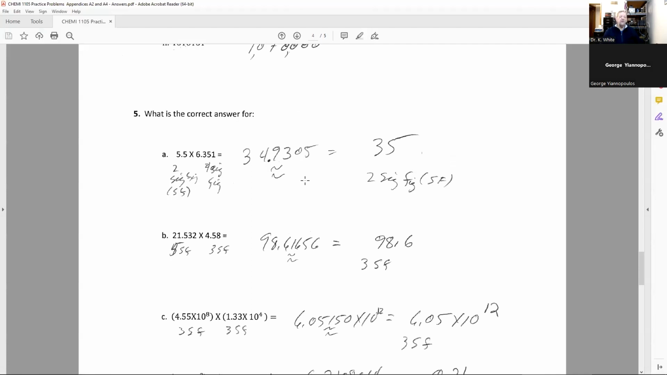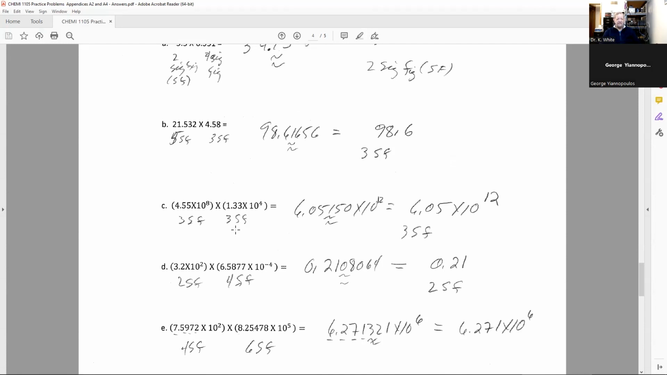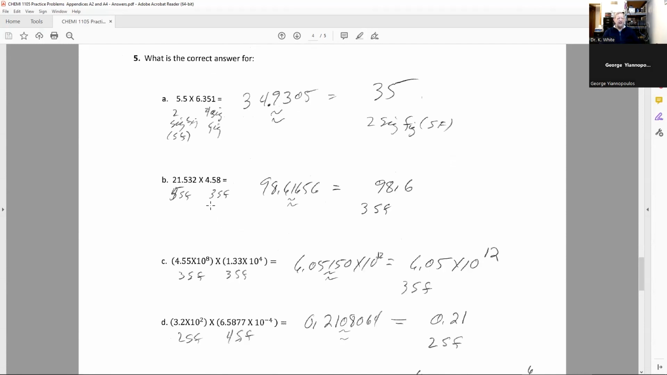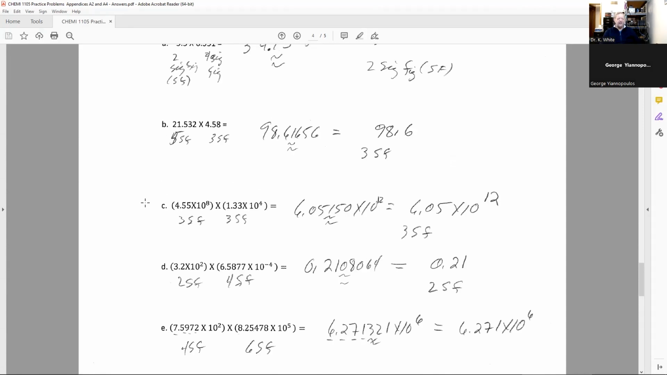Now, when you do mathematical operations, especially with a calculator that puts a lot of significant figures, you have to know how to round off. For multiplication and division, you get the same number of significant figures in your answer as the number you multiply or divide that has the fewest significant figures. Now, A and B eliminate. Let's look at C.